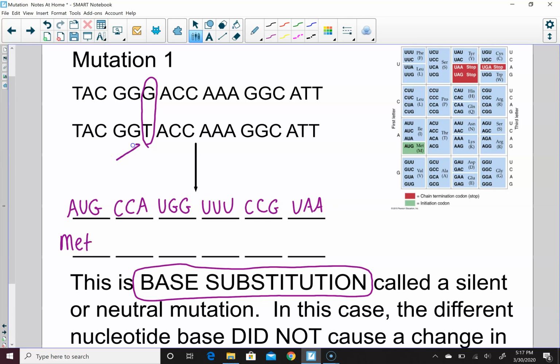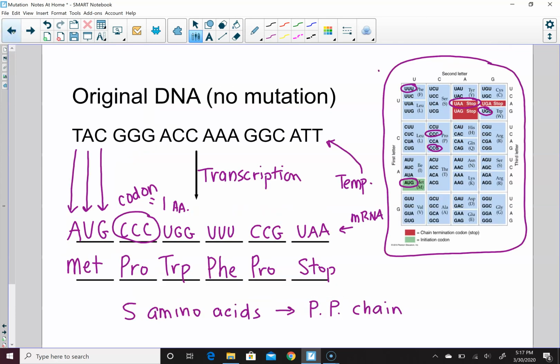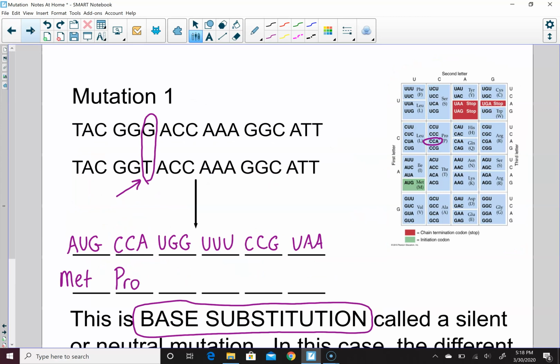CCA, all right, so now I got to change here. And there's my mistake. Now I don't know what's going to happen. Let's look. CCA is going to go get a proline. All right, well, let's see. Well, what was it? Oh, look at that. It was a proline. See that? So, if it was a proline, did anything change? It did not. So UGG, once again, let's just go look these up. UGG is going to be TRP. UUU is PHE. CCG is pro. And then this is a stop codon.